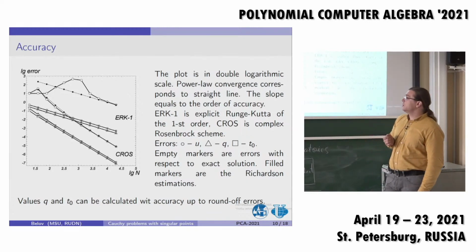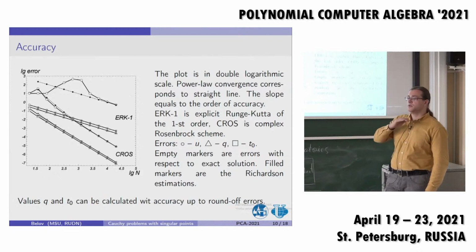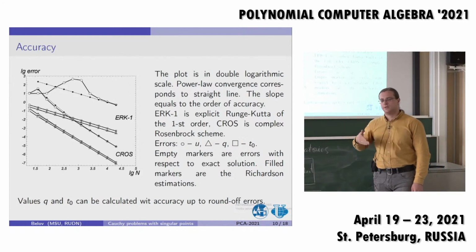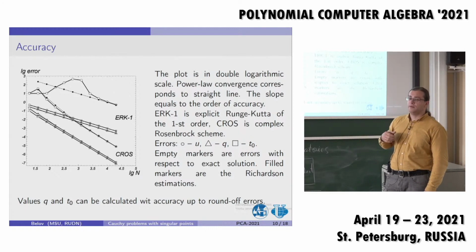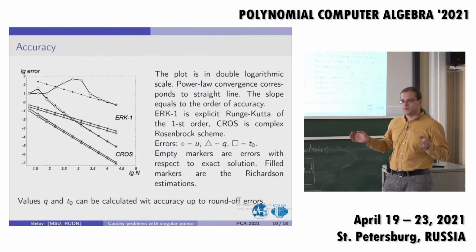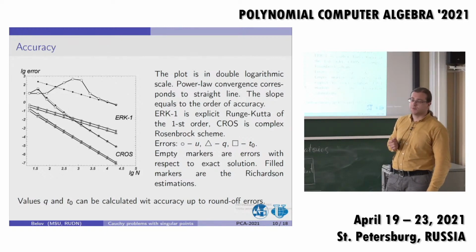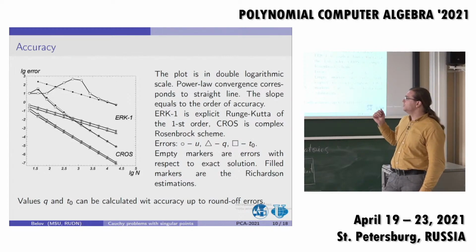The plot is given in double logarithmic scale. The horizontal axis is the logarithm of the number of steps. The vertical axis is the logarithm of accuracy. Here, empty markers are the actual accuracy, which means we take the exact solution and subtract the numerical solution. And filled markers are the Richardson estimations. Here, two calculations are presented: for the complex Rosenbrock scheme and for the explicit Runge-Kutta scheme.